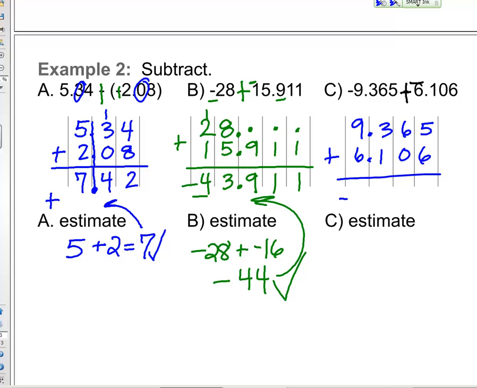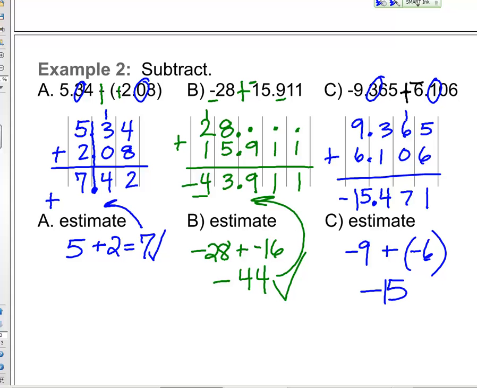Here we go. 5 plus 6 is 11. Carry. 7. 4. Decimal point. And 15. Negative 15 and 471 thousandths. Estimation. This 3 tells me to round down to negative 9. Plus, this 1 tells me to round down to negative 6. Panthers, a negative 9 plus a negative 6 is a negative 15. Are they pretty close? Check.